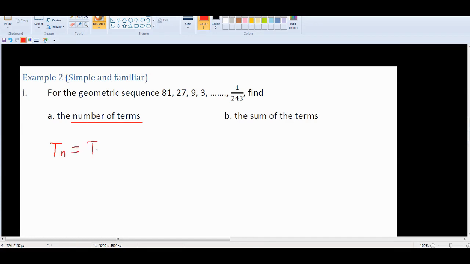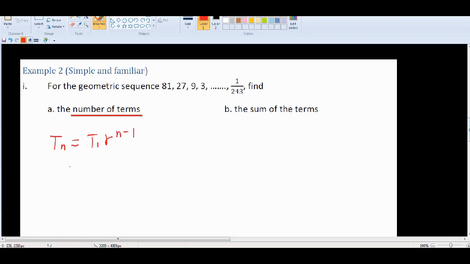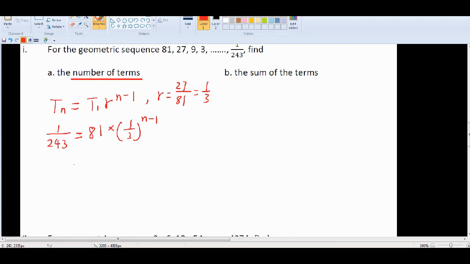So we use this formula, if you remember: Tn equals T1 times R to the power n minus 1. Tn will be our last term. T1 is 81. R will be 27 over 81, which is 1/3, right? So R will be 1/3, and n minus 1. So you need to find n. How could we do this?